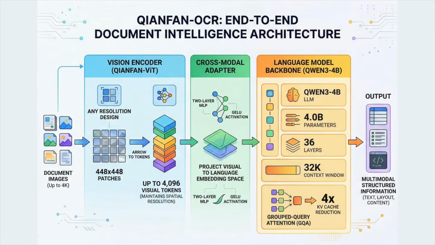A lightweight cross-modal adapter consisting of a two-layer MLP with GELU activation projects these visual features into the language model's embedding space. The system's backbone is the Qwen3-4B language model, which contains 4B total parameters, 36 layers, and a native 32K context window. To optimize efficiency, the backbone utilizes grouped query attention (GQA), which reduces KV cache memory usage by 4 times.